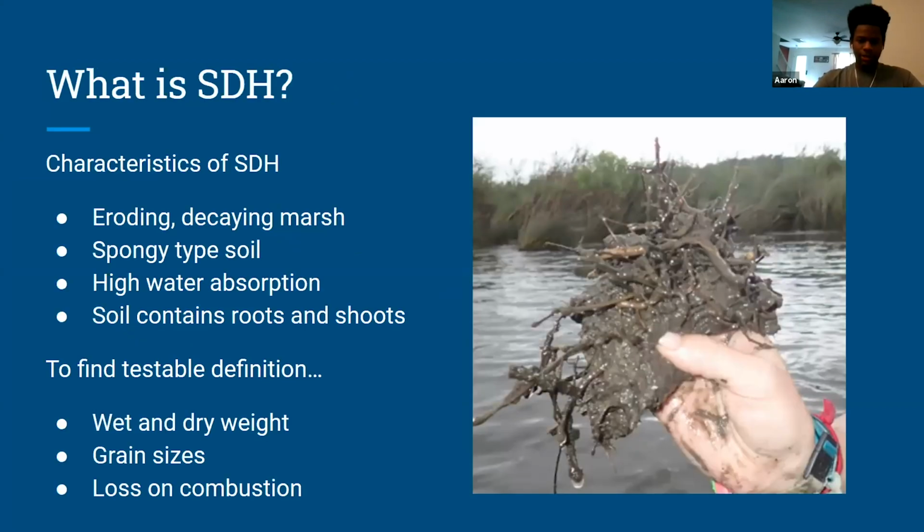So what is SDH? In order to determine this, we're looking at the characteristics of what it is, such as eroding, decaying marsh, the sponginess of the soil, and the high water absorption that I've become very accustomed to working in the lab, as well as its high organic matter, otherwise known as roots and shoots. In order to determine these characteristics and come up with a testifiable definition, we're going to use things like wet and dry weight, grain size analysis, and loss on combustion.